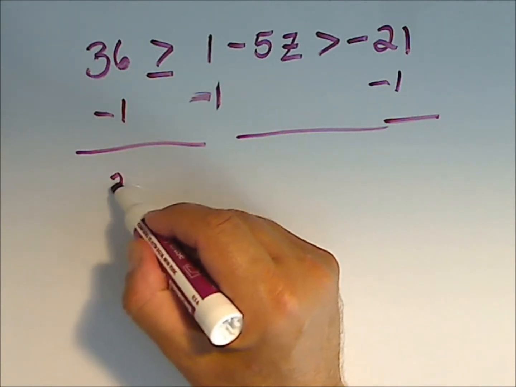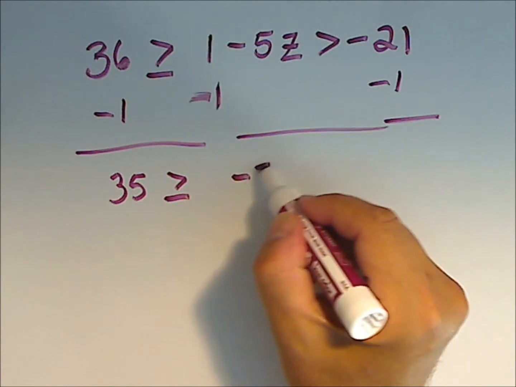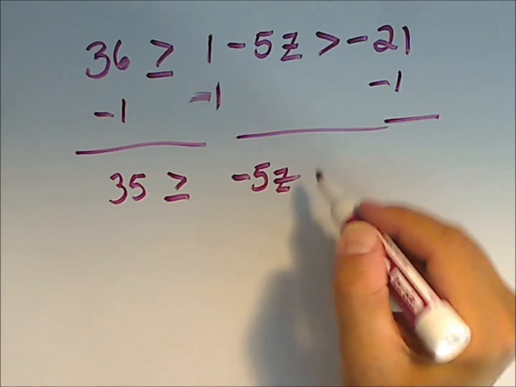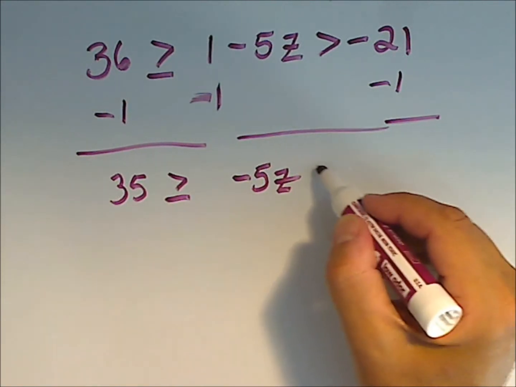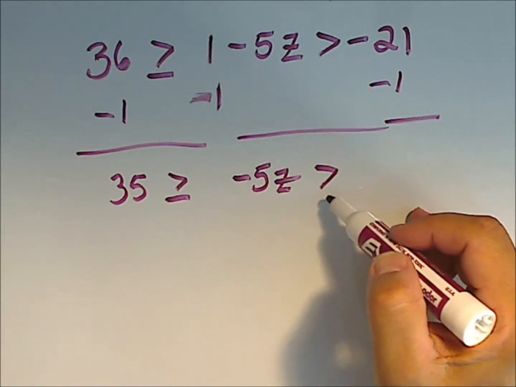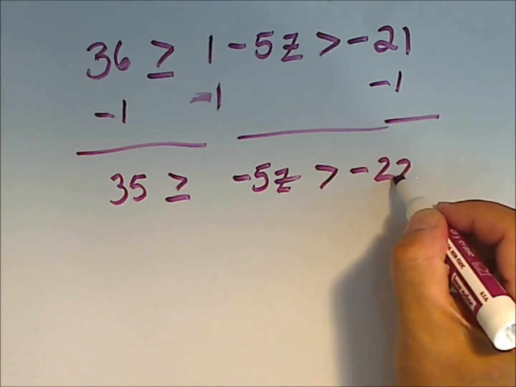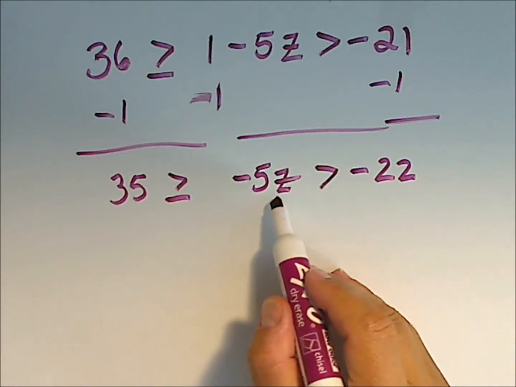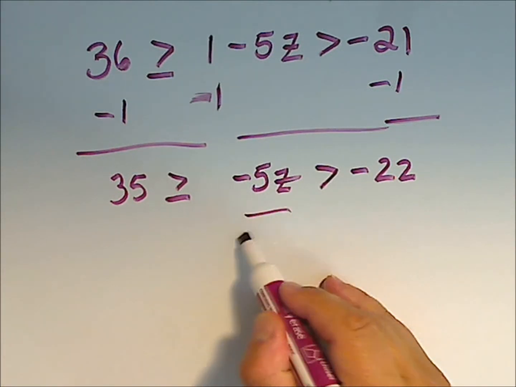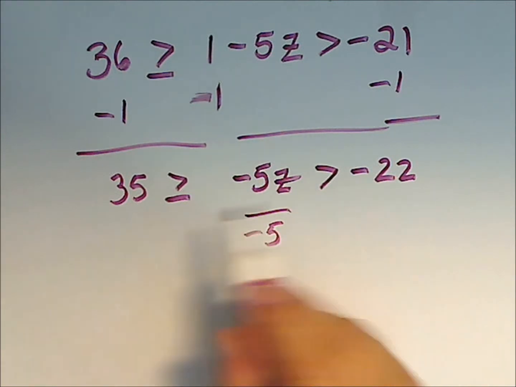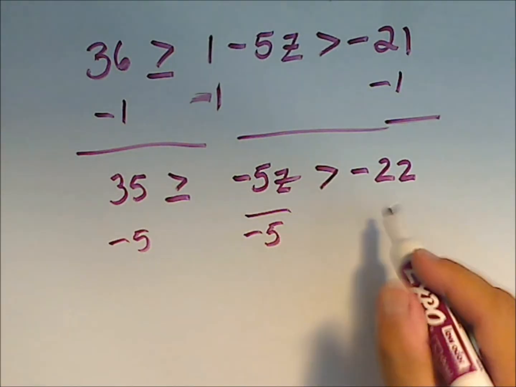36 minus 1 is 35. That's greater than or equal to negative 5z, so negative 35 is greater than or equal to negative 5z, which will be greater than, and only greater than, negative 21 minus 1 more, that's a negative 22. The next thing is negative 5 is being multiplied by the z, so we want to divide by a negative 5. And we must do it on all 3 sections that are separated by the inequalities.